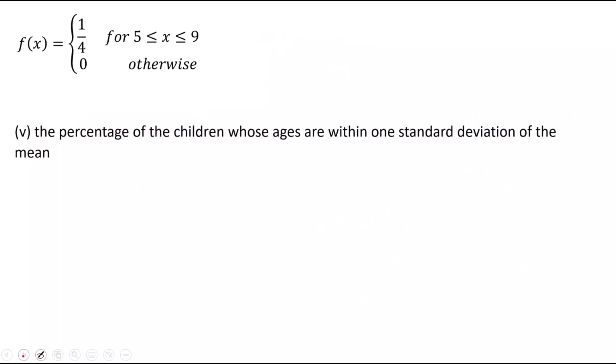Now, we do have one more I want to talk about. Again, here's my probability density function for my uniform distribution. This one asks, what's the percentage of children whose ages are within 1 standard deviation of the mean? Okay, and again, there's kind of 2 ways to do this. I want you to think it through and be able to do it in case you don't have the little rules memorized. So, standard deviation.